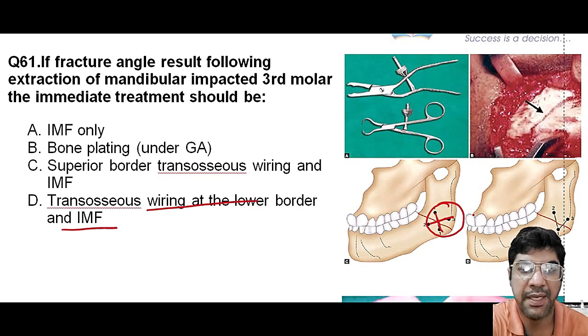So this treatment is done to ensure that the fracture segments are properly aligned and allow the healing process to take place with minimal movement.